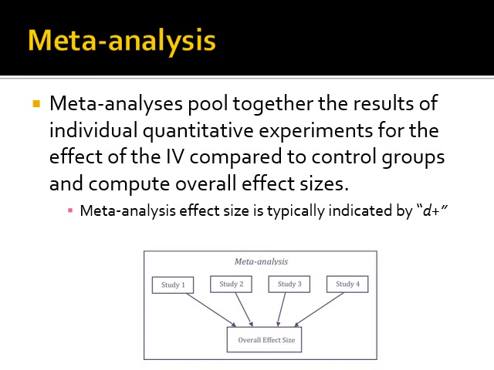So meta-analyses are important studies, and these are computed by pooling together the results of individual quantitative experiments for the effect of the IV compared to control groups and computing overall effect sizes. Effect size, remember, especially for t-tests, is computed using the D statistic. Meta-analysis effect size is typically indicated by a D plus statistic.